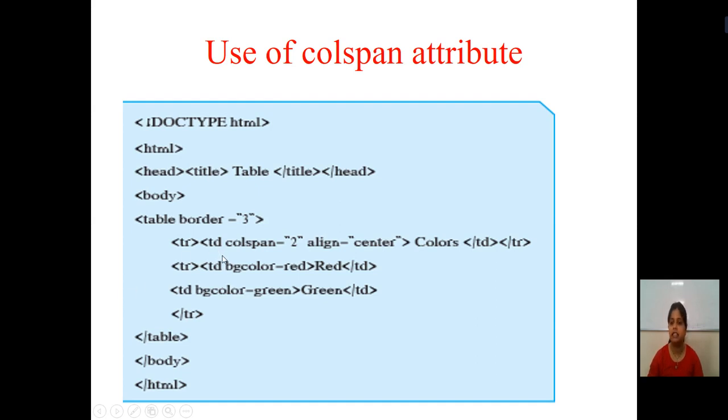After that is the TD, with colspan equal to 2. Now what is the use of TD? TD is used to write the data, table data. So if you want to write the table data, in that case which tag will you use? The TD tag. By using the TD tag, you will write the data in the table.